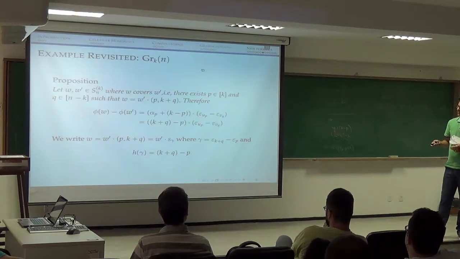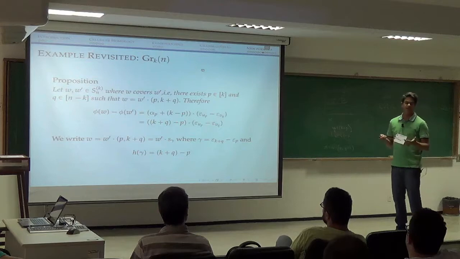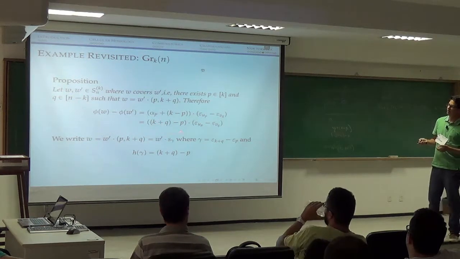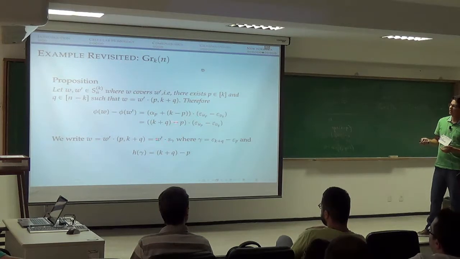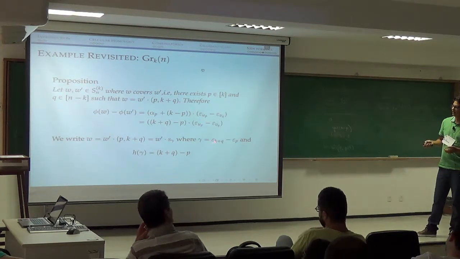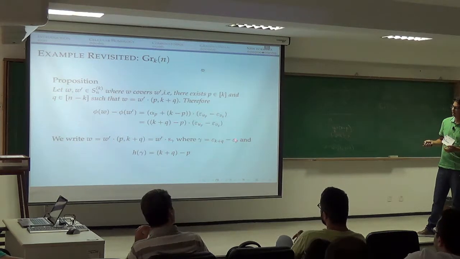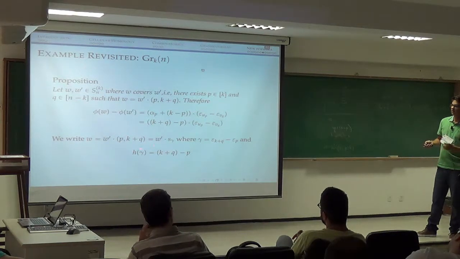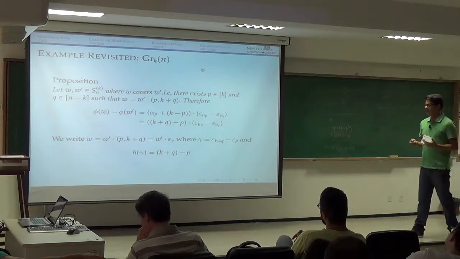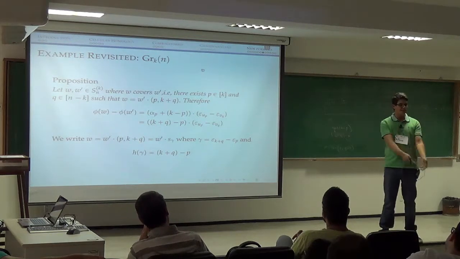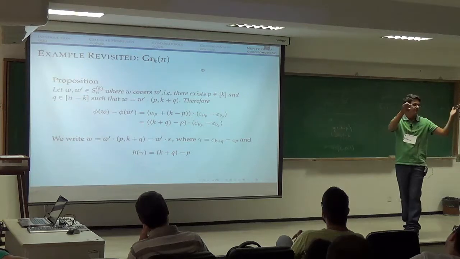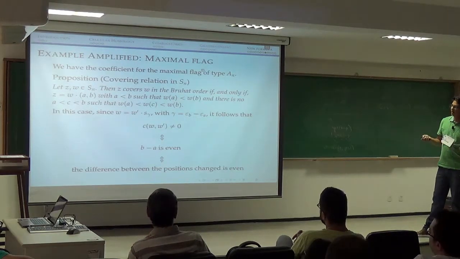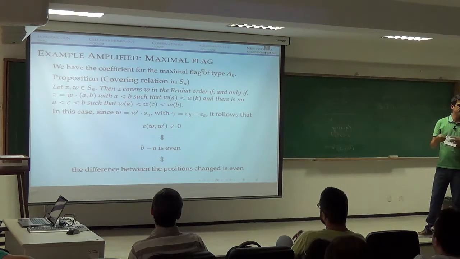Exactly. So going back to the example of the Grassmannians, what appears here is exactly the height of the root gamma, epsilon k minus epsilon p plus q. So this formula was hiding the height of this root. And what is interesting is that now we don't need to stay at the minimal situation, the Grassmannian. We can go further to the whole group. We can extend the example to the maximal one.